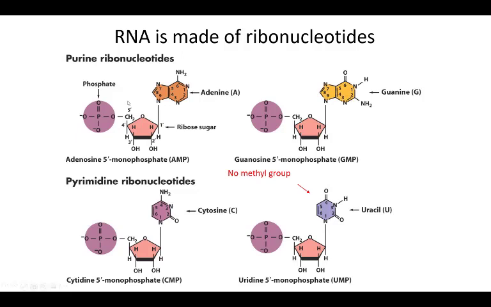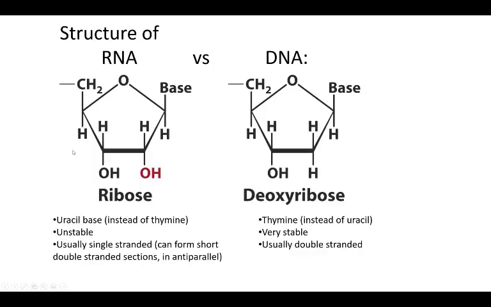Overall, however, I just want to highlight that ribonucleotides are made up of the same three components. They have the ribose sugar, the phosphate group, and the base. And the relative structure is pretty similar. For example, the base attaches to the 1' carbon of the sugar, and the phosphate attaches to the 5' carbon.